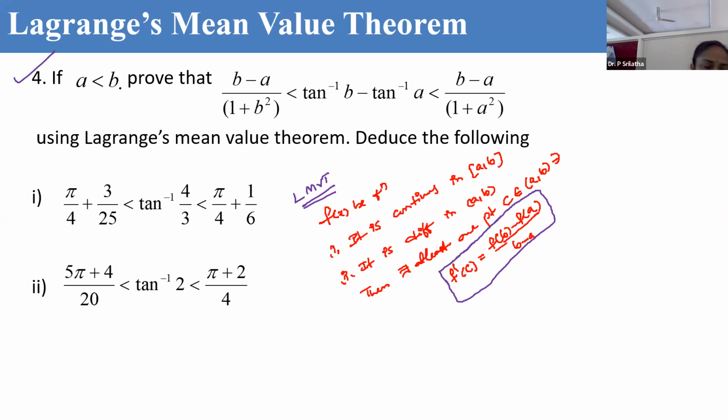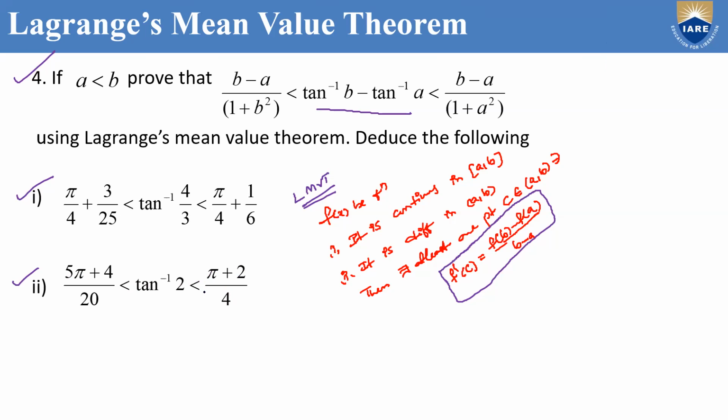If a less than b, prove that b minus a divided by 1 plus b square is less than tan inverse b minus tan inverse a is less than b minus a divided by 1 plus a square. Using Lagrange's mean value theorem, deduce the following. So here we have two deductions. First one is pi by 4 plus 3 by 25 is less than tan inverse 4 by 3 is less than pi by 4 plus 1 by 6. And the next deduction is 5 pi plus 4 divided by 20 is less than tan inverse 2 is less than 5 plus 2 by 4. Okay, so all of you write down this question.